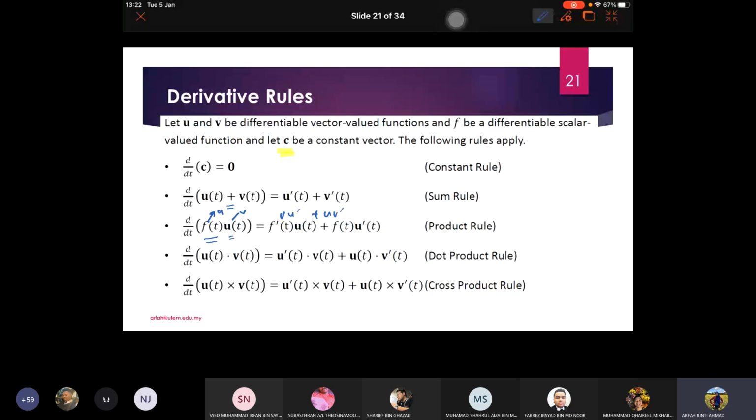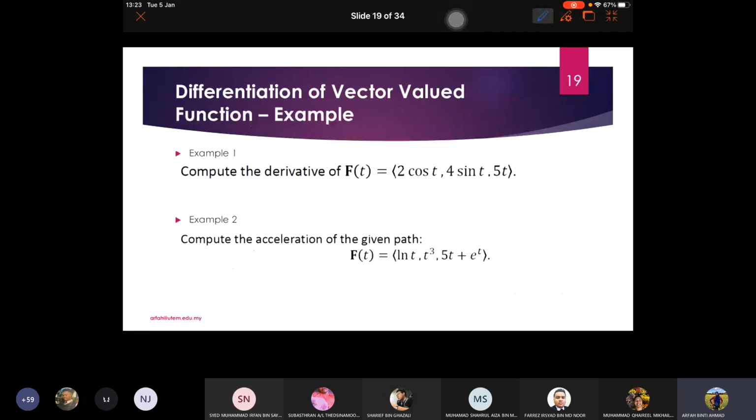So kalau ada dot product, vector U dot product V, nak bezakan hasil dot product tu, sama je kalau awak find first derivative of vector U, darabkan dengan vector V, tambahkan dengan vector U, darabkan dengan first derivative of vector V. Okay. And then kalau awak ada cross product, vector U darabkan dengan vector V, sama je kalau awak dapatkan derivative bagi vector U having cross product bagi vector V, tambahkan dengan U having cross product with derivative of vector V. So ini adalah derivative rules for the vector function.